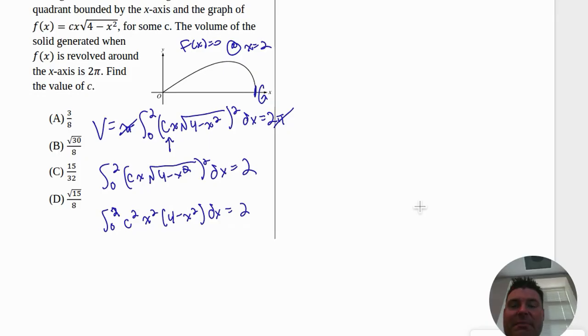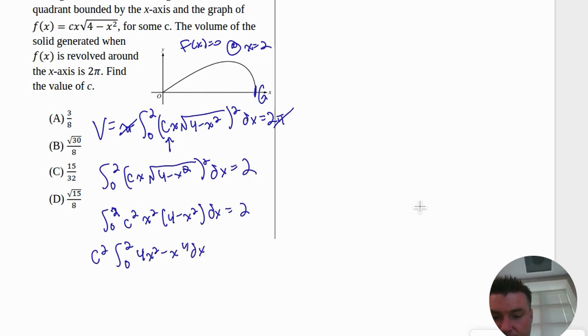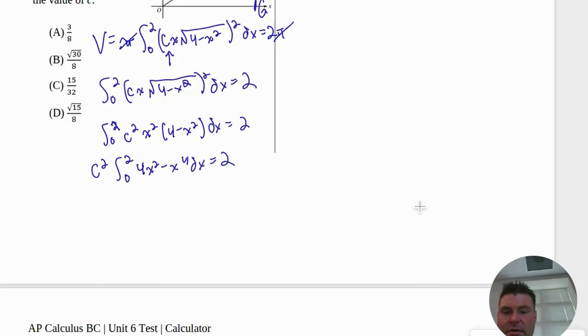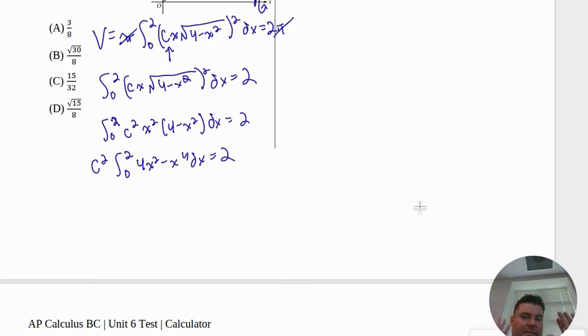That c is not part of the integral. It's actually going to pull right out in front. So it's c squared, and then this integral is a number. I'm going to distribute that x squared if you don't mind. Okay, so it's c squared times a number equals 2. So I'm going to figure out what this integral is, and then we'll do 2 divided by that, and that'll be our answer. And we'll be good to go.